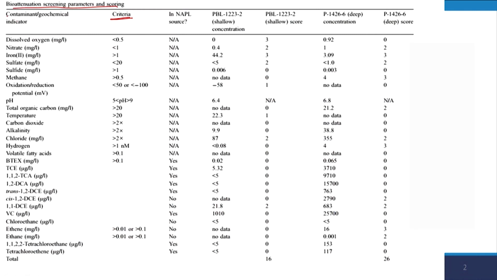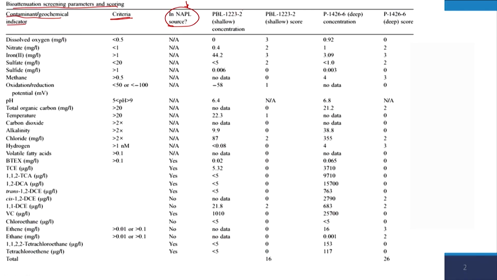First we have the contaminant or geochemical indicator, and different criteria here. For example, is it present in the NAPL source, yes or no? This is relevant because if some of the byproducts are not present in the source but are present downstream, which is the case with this 1,2-DCE, you can say that biodegradation is taking place; that is one of the indicators of biodegradation. You have this at different wells and also at the deep wells, and you have a score for each of them and the relevant concentrations, based upon these scores. Let us look at them.